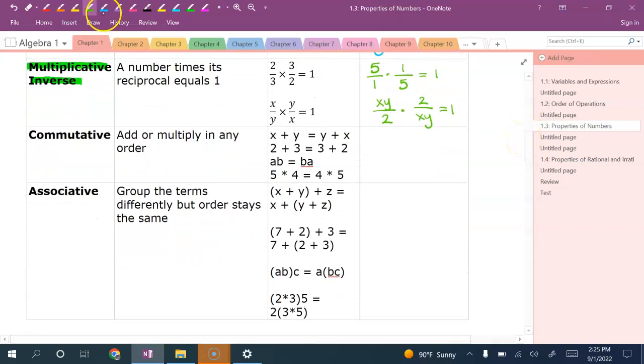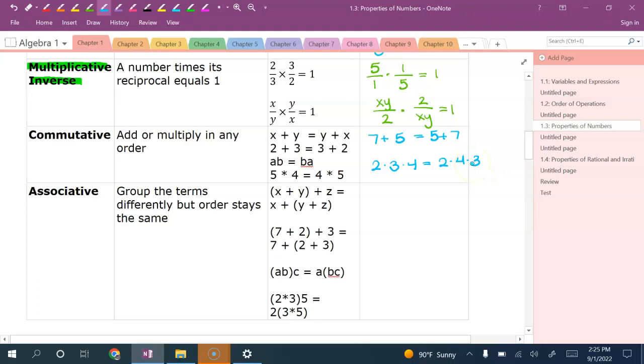The last two properties here, commutative and associative. Commutative says that you can add or multiply in any order. So it doesn't matter how you're starting to switch numbers or letters around, you're going to be able to add or multiply them and it's not going to affect the answer. So for some other examples, in addition to the ones I already have here, I could do 7 plus 5 equals 5 plus 7. Or you could do like 2 times 3 times 4, and say that that's the same thing as 2 times 4 times 3, where I'm just changing the order around.